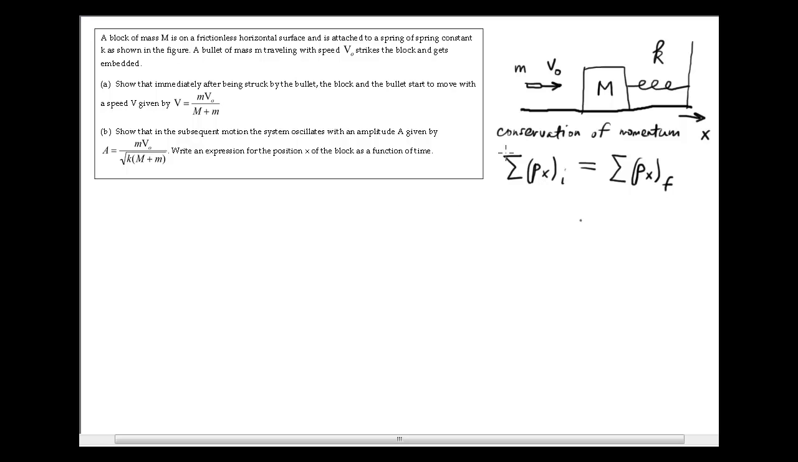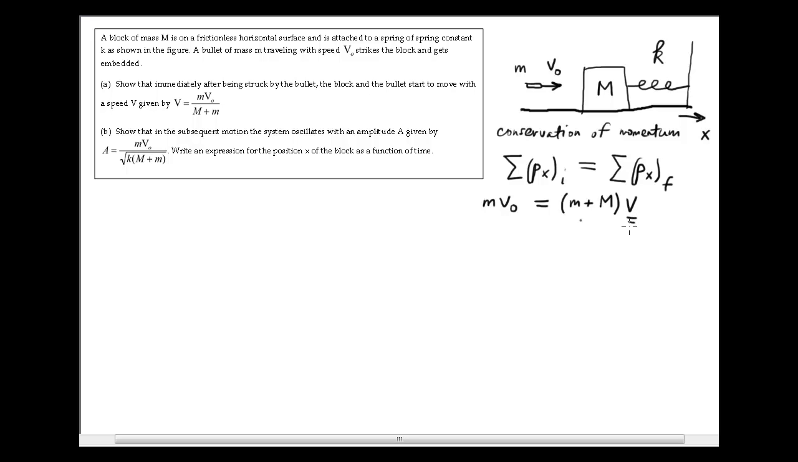And this is very easy because the only object that has any momentum in this two-mass system before the collision is the bullet. So that's m v0. And the block of mass big M is not moving. And afterwards, after the collision, they stick together. And so what we really have is a combined mass moving off with some speed v. And that's what we're trying to solve for in part A of the problem. So it's the combined mass, little m plus big M, and it's the speed v with which they travel together. And that's all we're trying to solve for.